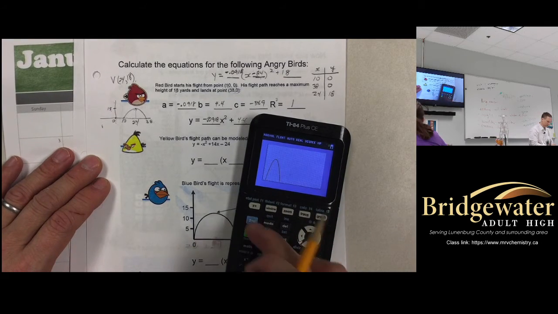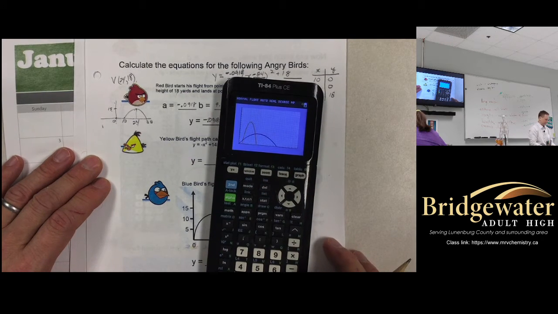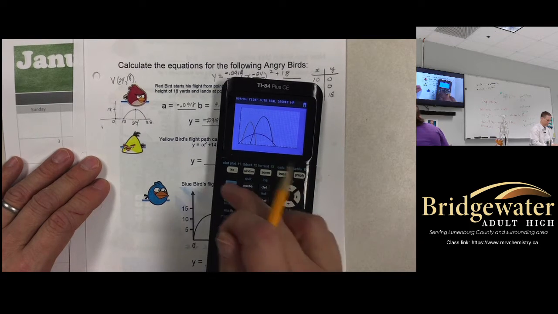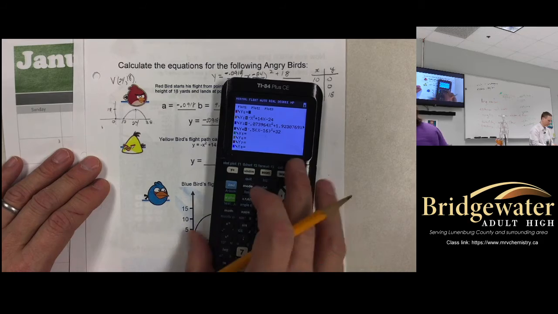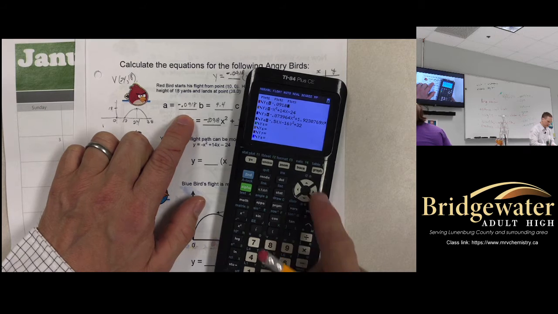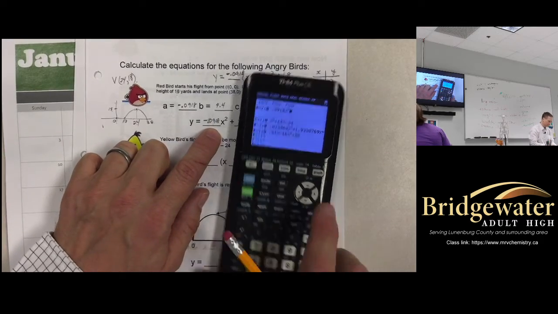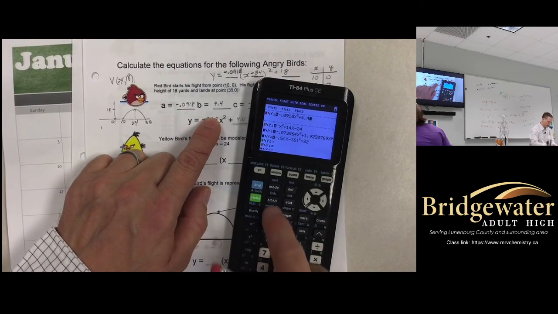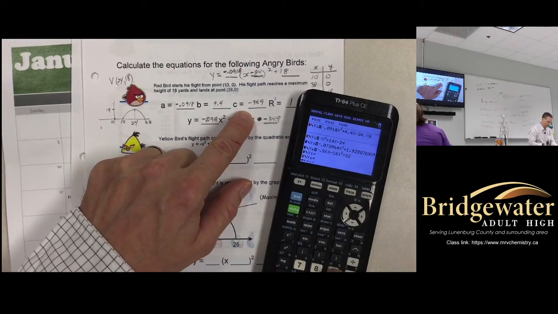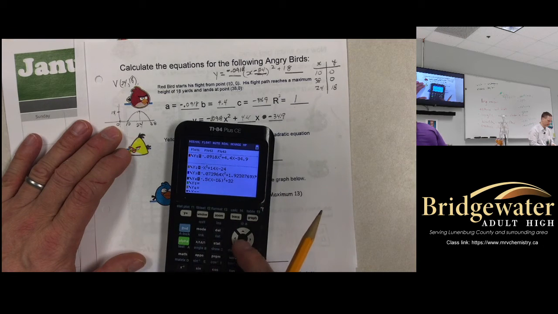Oh, there's a different Angry Bird there. All right, so I'm going to go into y equals, and I'm going to type that in: negative 0.0918 x squared plus 4.4x minus 34.9. Okay, now that's not going to be exact because I'm rounding it, but it'll be close enough.